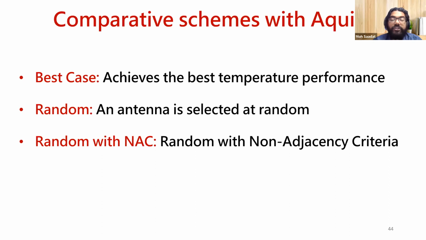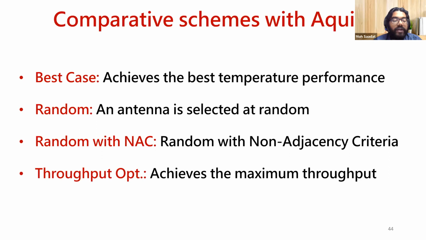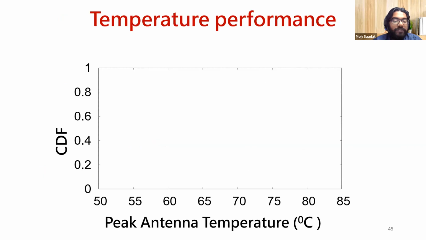We run this scheme to determine the temperature reduction capability of the non-adjacency criteria itself and by itself alone. Finally, we run a switching scheme which schedules the best link strength antenna and thereby maximizes the link throughput. We compared how much temperature reduction is achieved by Akilo in relation to the other schedulers by running each of the schedulers for several trials.